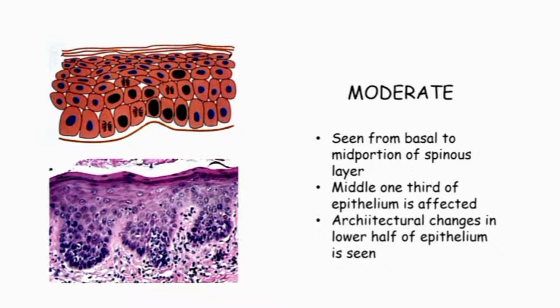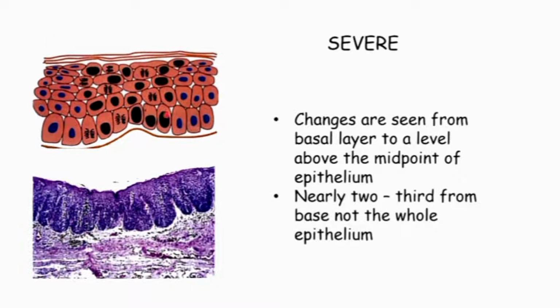In severe, changes are seen in the basal layer to a level above the midpoint of epithelium, nearly two-thirds from base but not the whole epithelium.